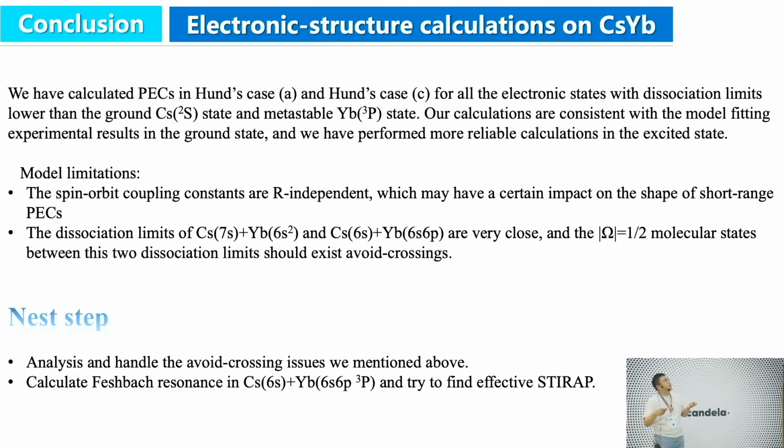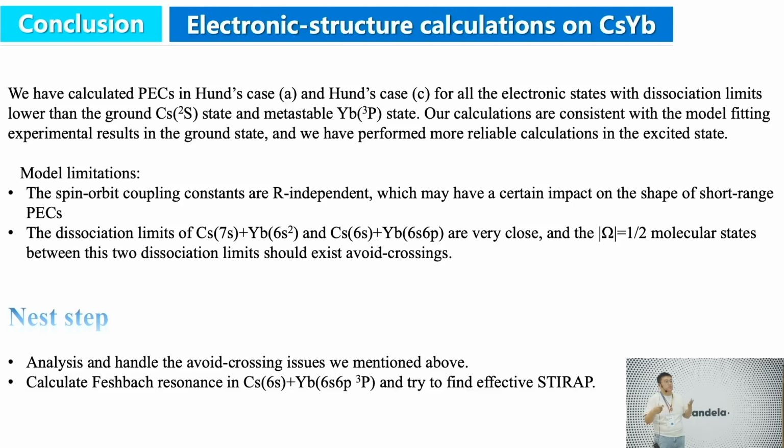So as a conclusion, we have calculated the potential energy curves in Hund's case (a) and (c) for all the excited states with dissociation limit lower than the ground Cs 2D state and metastable ytterbium state. Our calculations are consistent with the model fitting the experimental result in the ground state, and we have performed all reliable calculations in the excited state.